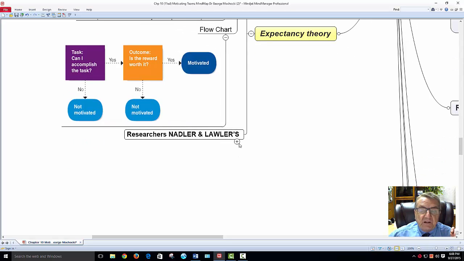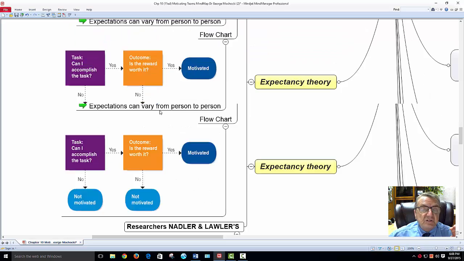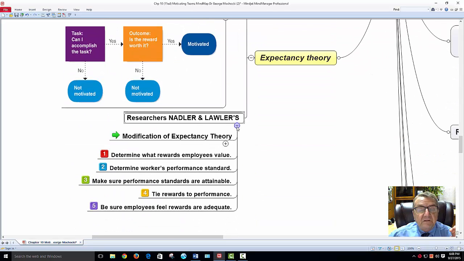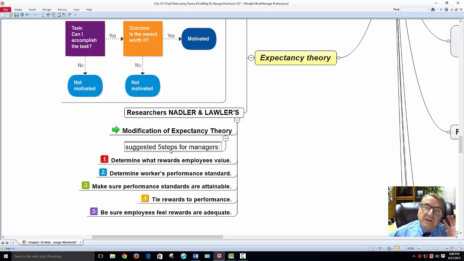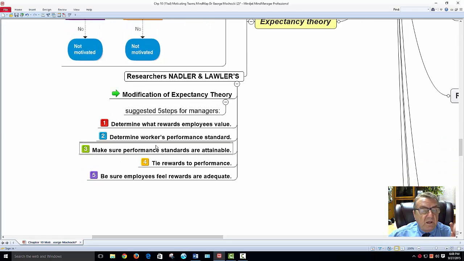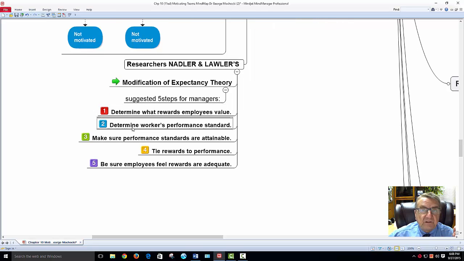Now, the researchers Nadler and Lawler looked at a modification of the expectancy theory. What they basically say is there are five steps for the manager. Determine what rewards employees value. Remember, everyone was different. We did that in an exercise in class. Determine workers' performance standard. First, what's the standard? This is achievable, not too easy, not too hard. If I got the carrot and I can never reach the carrot, I'm going to give up on it. Make sure performance standards are attainable. Tie rewards to performance. If there's nothing, here's my reward for this performance, and I have no input in that, I can't do anything.